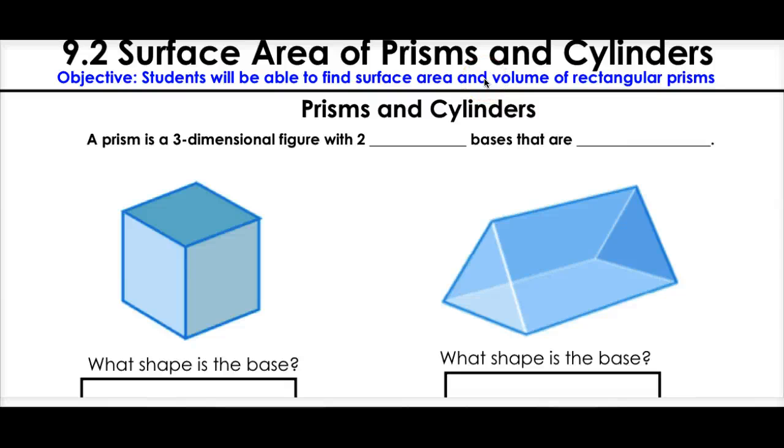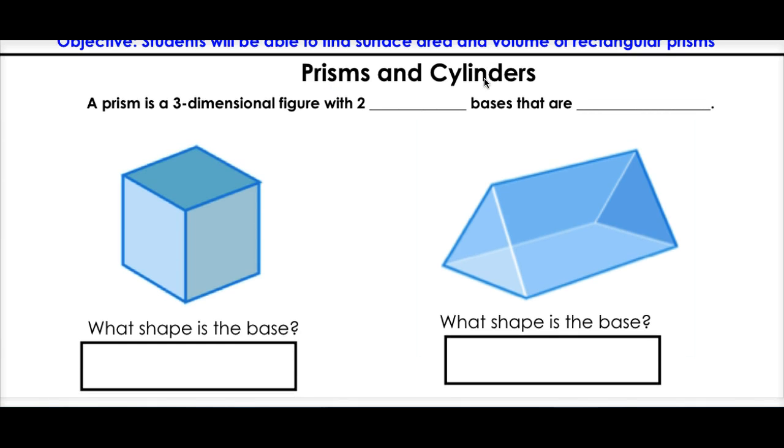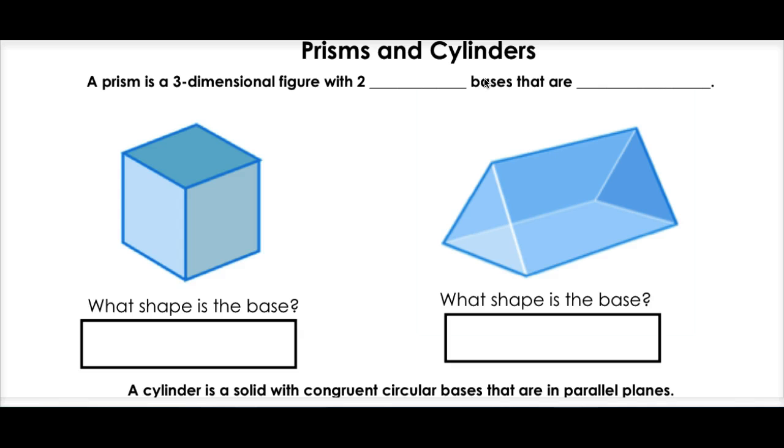Okay, lesson 9.2, surface area of prisms and cylinders. Today we're going to be talking about the surface area of prisms and cylinders. So before we get started, we should probably know what is a prism and what is a cylinder. To start us off, what is a prism?